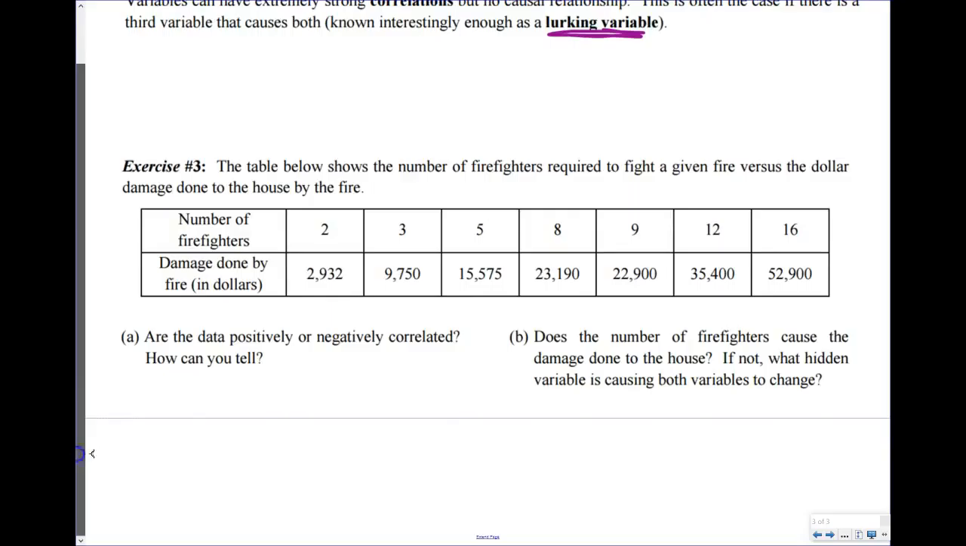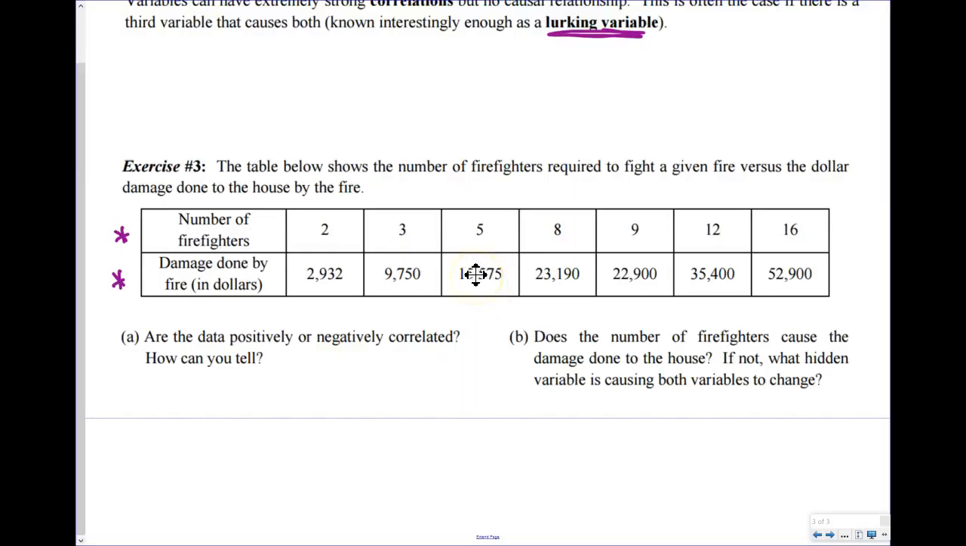So exercise 3 says the table below shows the number of firefighters required to fight a given fire versus the dollar damage done to the house by the fire. So that sounds really complicated, so let's sum that up a little bit easier. In this table we have the number of firefighters right here: 2, 3, 5, 8. And the other piece of data is the damage done by the fire in dollar amount. So when there were 2 firefighters fighting this fire, the damage dealt was around $3,000. When there's 3 firefighters fighting, the damage went up to $10,000. When there was 5 firefighters, it went up to $15,000.